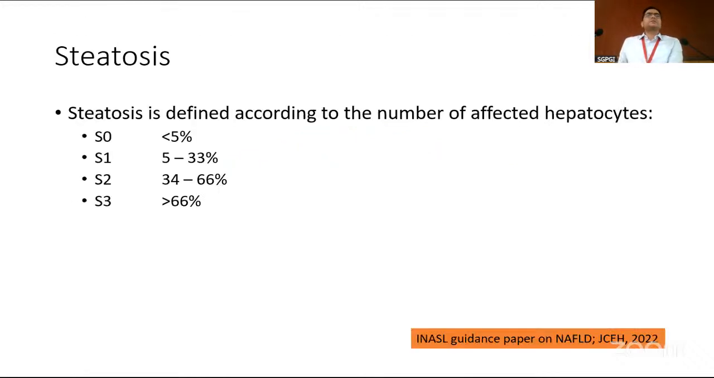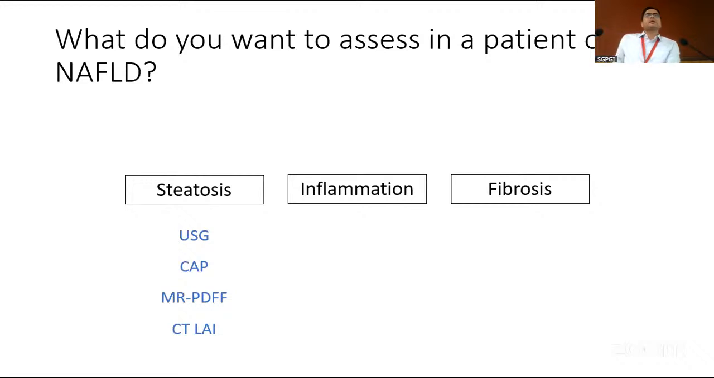So coming to steatosis, steatosis is defined according to the number of affected hepatocytes. If less than 5% of hepatocytes have fat deposition, it is S0; S1 is 5 to 33%; S2 is 33 to 66%; and if it is more than 66%, then it means S3 steatosis.